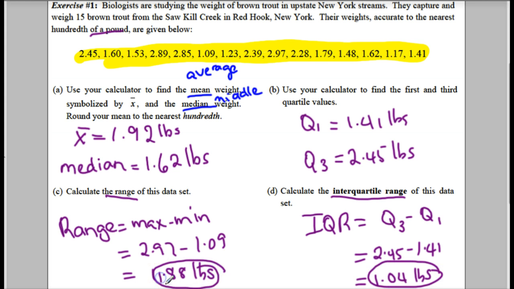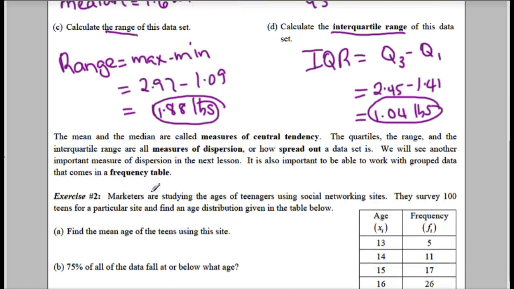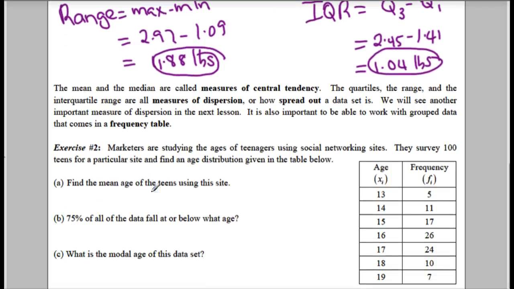So again, pause the video, look back at how we enter these. However, exercise 2 is very similar to this. It says the mean and median are called measures of central tendency. The quartile, the range, and the interquartile range are measures of dispersion, or how spread out a data set is.